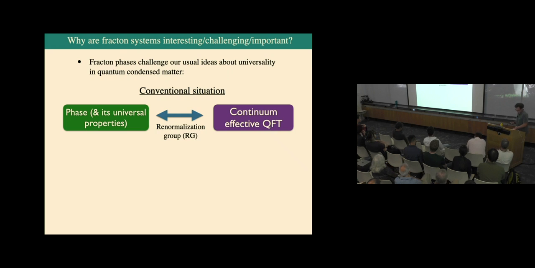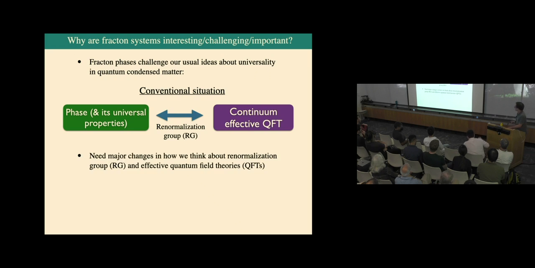Okay, so this is a story that plays out over and over again in many different settings. It's extremely powerful. It underlies a lot of how we think about condensed matter systems. So in fractons, I think at this point, it's fair to say that we know that we need major changes in how we think about both RG and effective quantum field theories. Okay, and we've made some progress in both those directions, but I think that story is far from over.